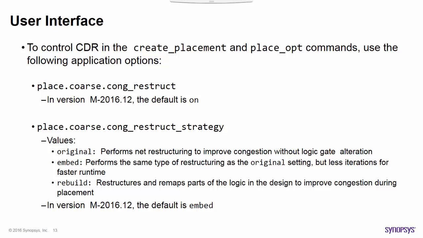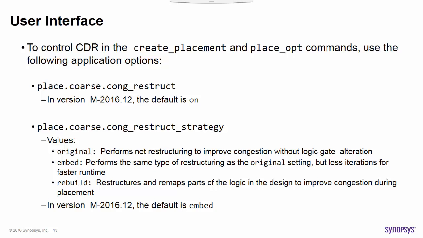User interface. To control the CDR in create_placement and place_opt commands, the following app options have been introduced. First, place.coarse.cong_restruct. When this app option is on, then create_placement and place_opt will execute CDR. Again, it is on by default in release 2016.03-SP5-1 and release M2016.12. The other app option is place.coarse.cong_restruct_strategy. This app option basically controls the variation of restructurings.